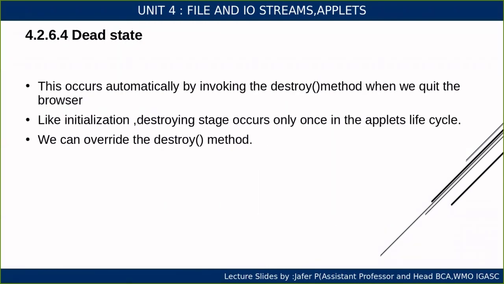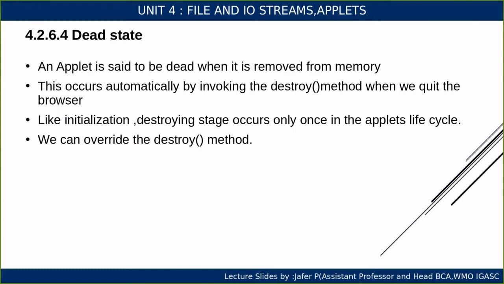So what is the next state? Next state is the dead state, right? So what is the dead state? This is the last state of the applet life cycle. An applet is said to be dead when it is removed from memory. That means when I close the entire browser window, your application will be closed. Or when you close the particular tab, that applet will be in the dead state, right?